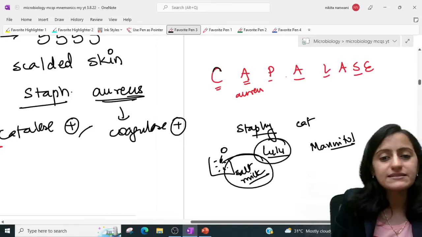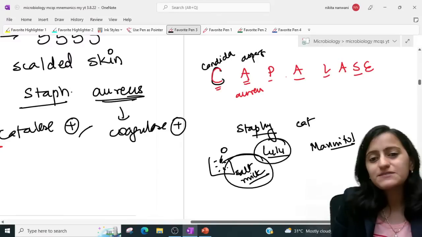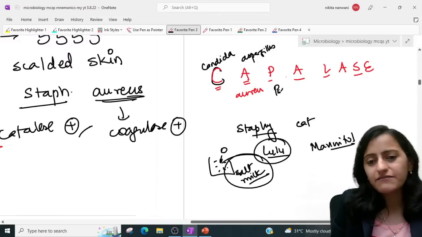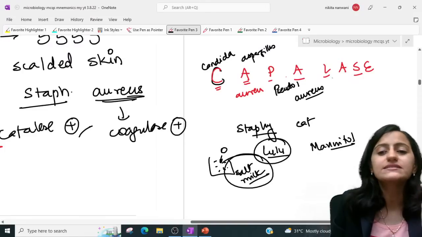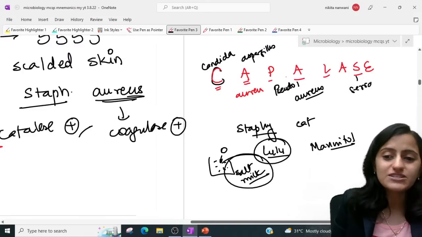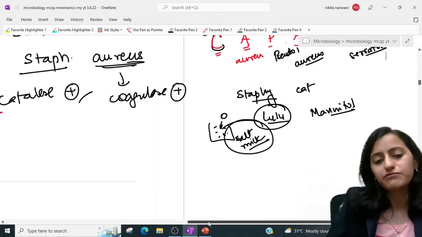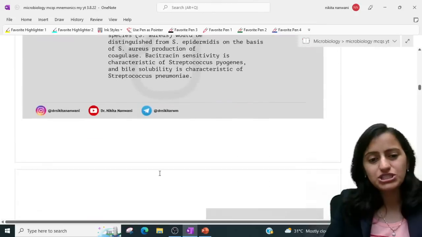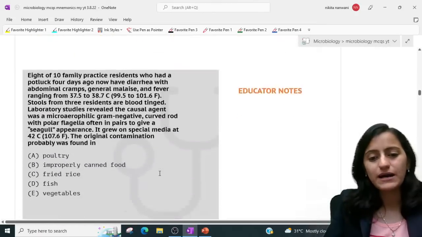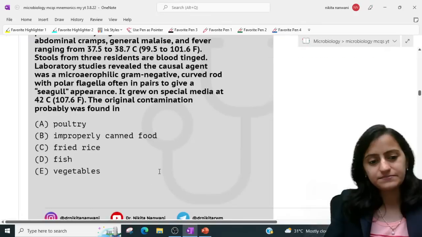Catalase is capillase. C for Candida. Remember Candida, Aspergillus. Then you have Pseudomonas. A for aureus, Staph aureus, and S for Serratia. So these are the most important ones that you should remember for catalase positive. Okay, so that was the second question. Let's go to the next one. That is the third question here. Let's try answering this.